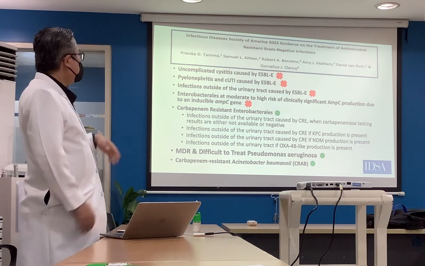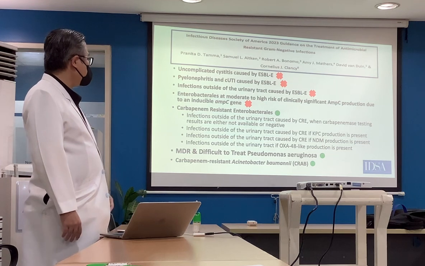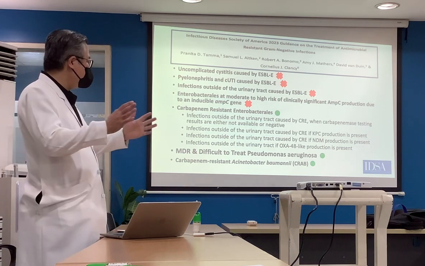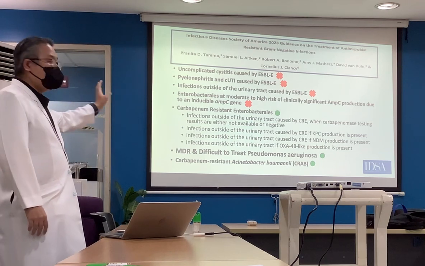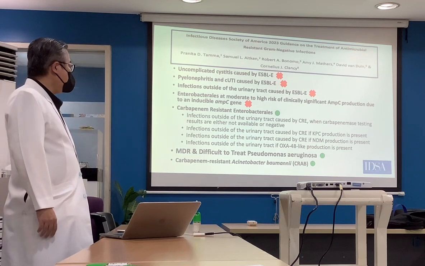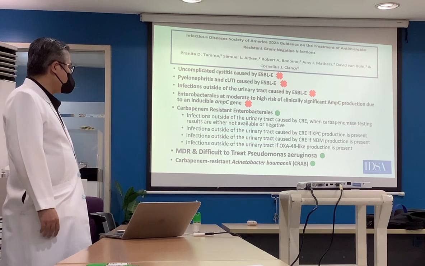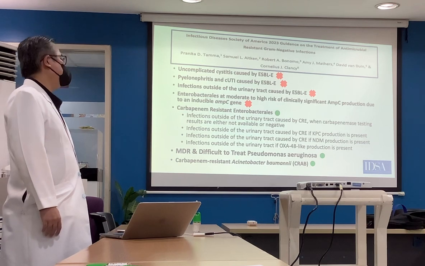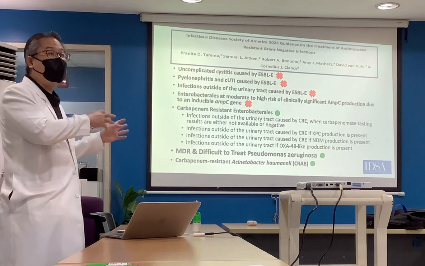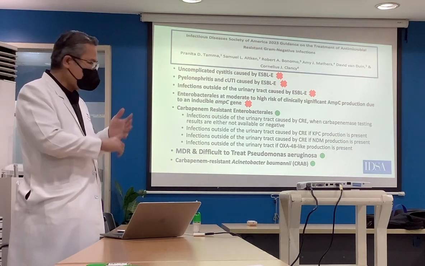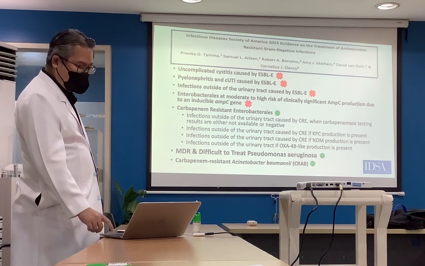How about yung mga AMP-C producers? Enterobacterales with AMP-C production because of an inducible AMP-C event. Therefore, we will focus on the greens. CREs, or carbapenem-resistant Enterobacterales, MDR and difficult-to-treat Pseudomonas aeruginosa, and CRABs, carbapenem-resistant Acinetobacter baumannii. So mukhang dun yung role ng both Aztreonam and colistin. Okay. So tingnan natin, we'll go through this.